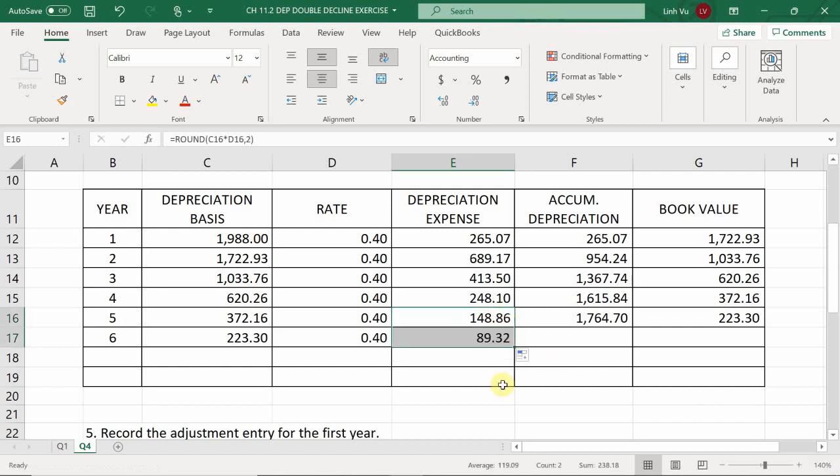89.32 brings my total accumulated depreciation to be 1854.02. Good. Which, one second, it cannot be 89.32. There is not a full year. It's 9 months. I don't remember how many months we took it out.